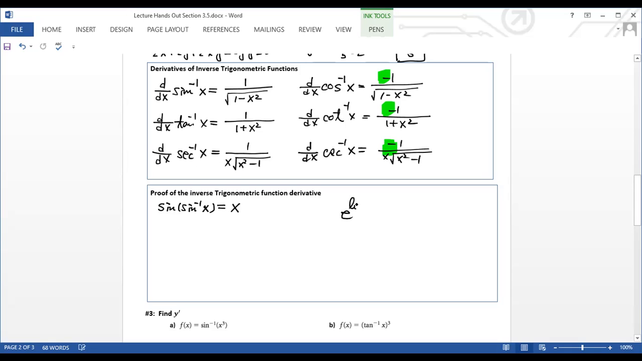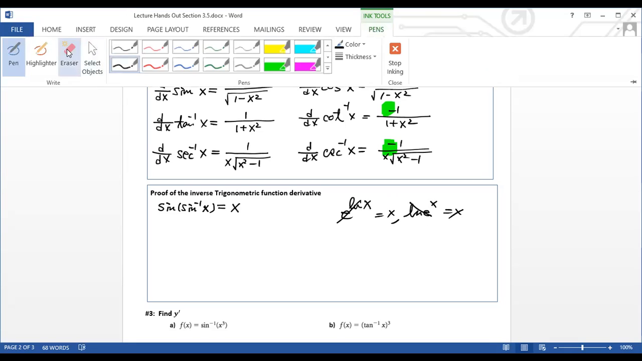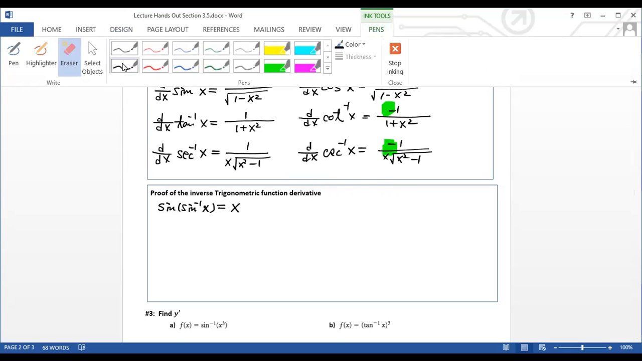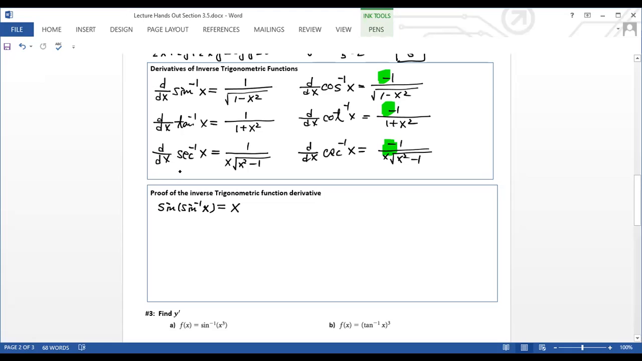If you put e and the natural log together, if you have the natural log of e to the x, this is x, right? So we know the natural log and e are inverse functions. If you put the inverse functions together, it will just be x. So this is what we have here. Now I'm going to take the derivative on both sides.